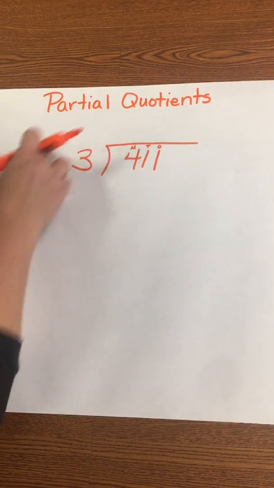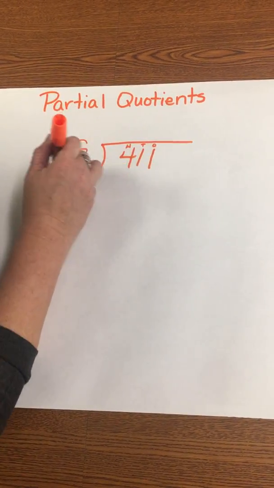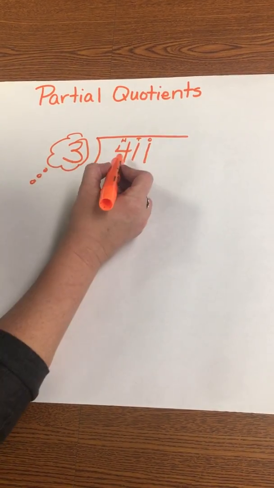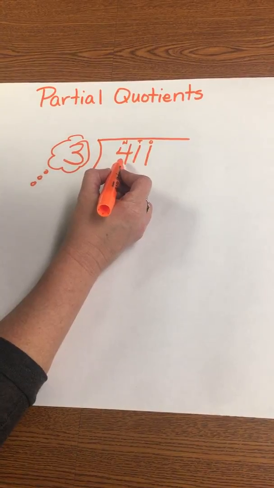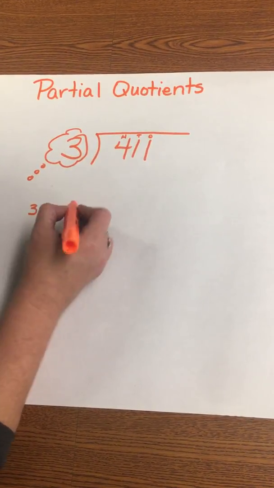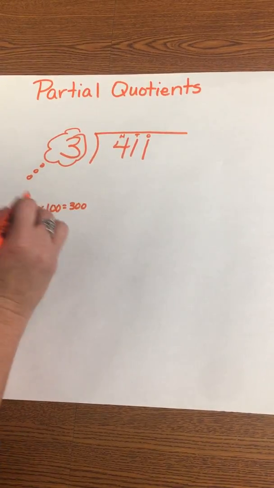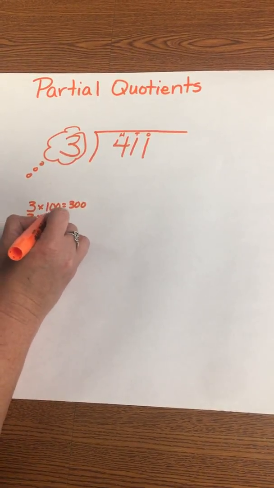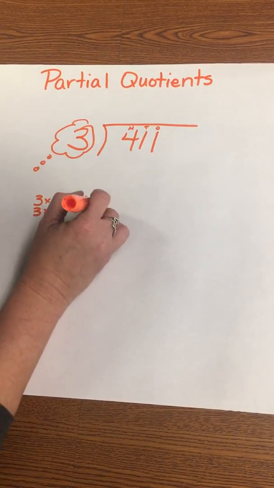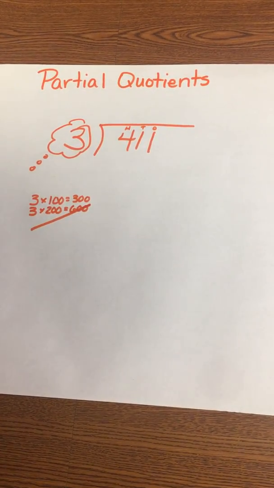If I'm going to be counting in groups of 3 and I'm thinking about 3s, I want to try as close to 400 as I can, so I'm going to think in hundreds. So I'm going to think 3 times 100 equals 300. That's pretty close. If I had 2, 3 times 200, that's 600. That is way too big. So I'm going to back off. I'm going to use my 100.